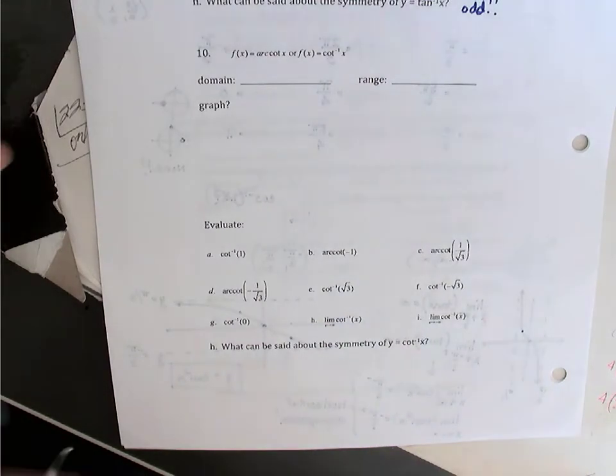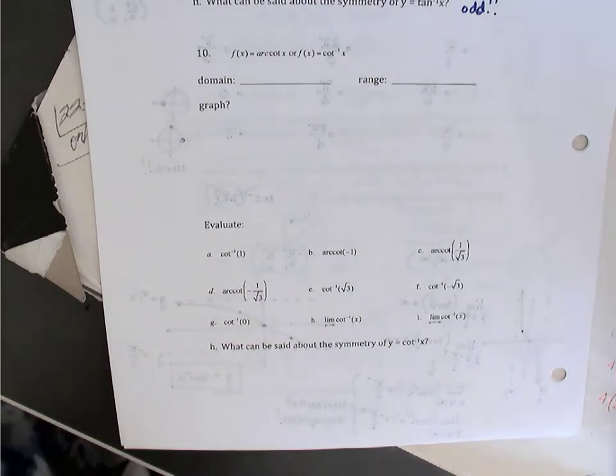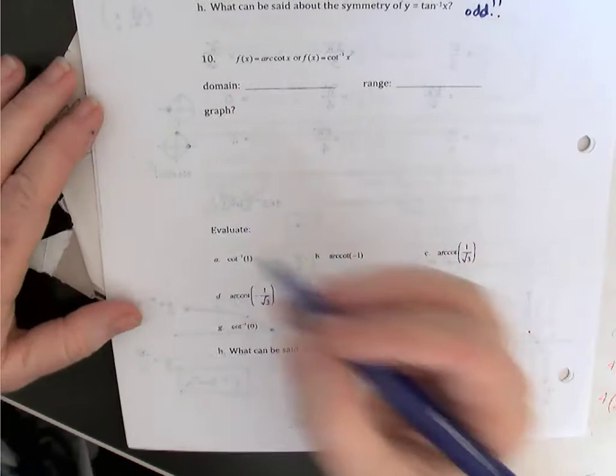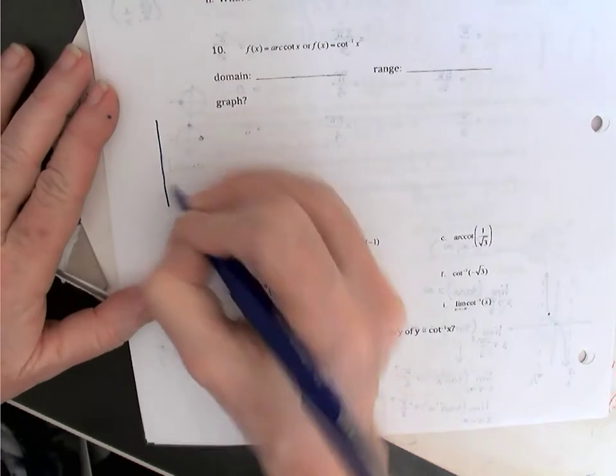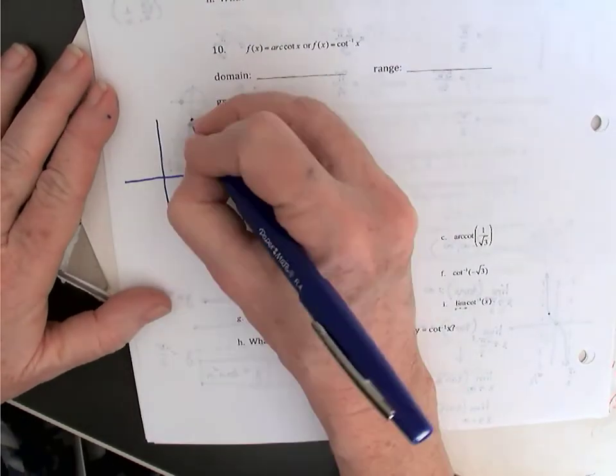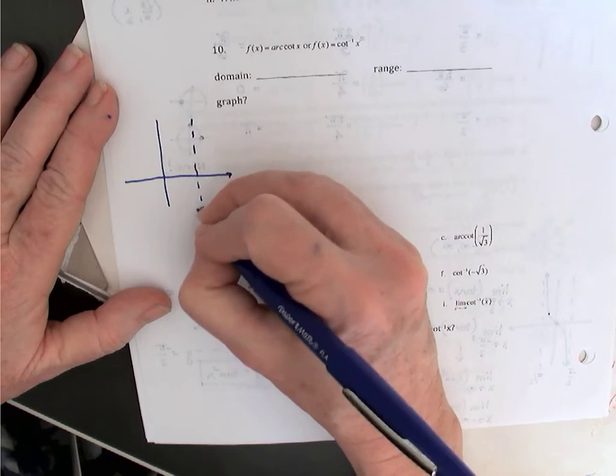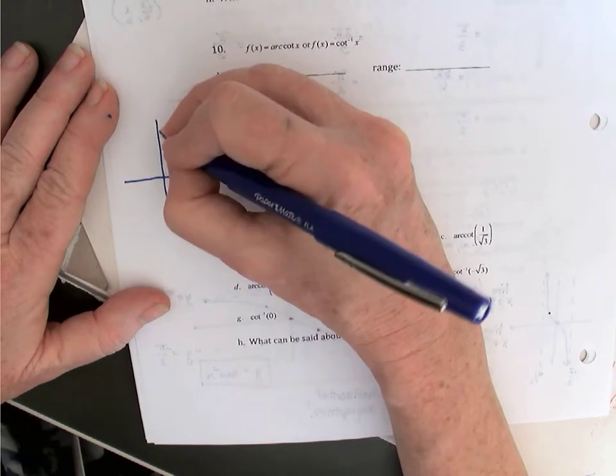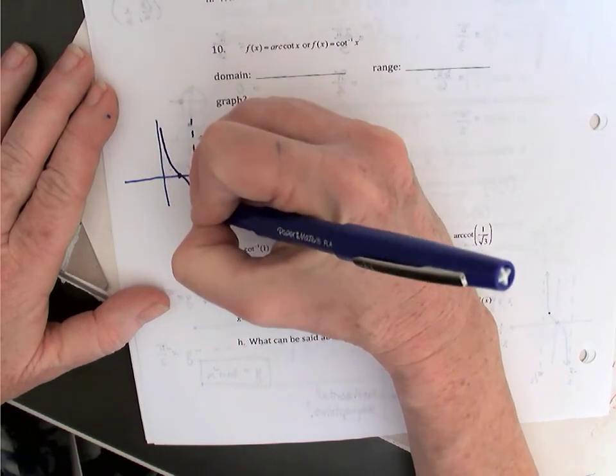For inverse cotangent, again, I'm going to refer to the graph of the cotangent, and I'm going to sketch the part that we're using. The part we're using for inverse cotangent just goes between 0 and pi, and I know cotangent is a decreasing function. That's how I differentiate between the two.